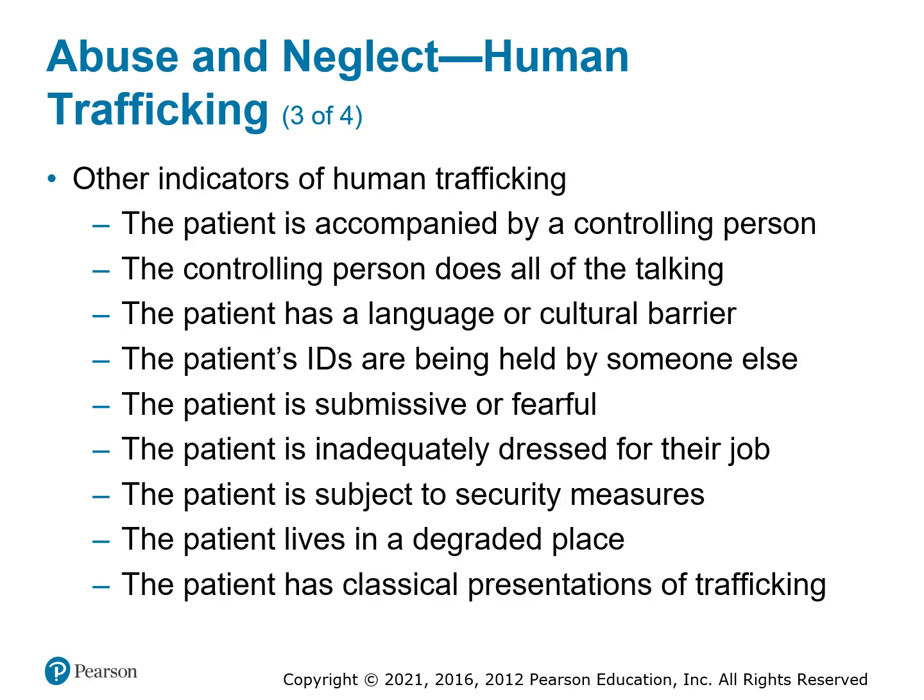Other indicators of human trafficking: the patient is accompanied by a controlling person. The controlling person does all the talking. The patient has a language or cultural barrier. The patient's IDs are being held by someone else. The patient is submissive or fearful. They're inadequately dressed for their job. The patient is subject to security measures. The patient lives in a degraded place or has classical presentations of trafficking.